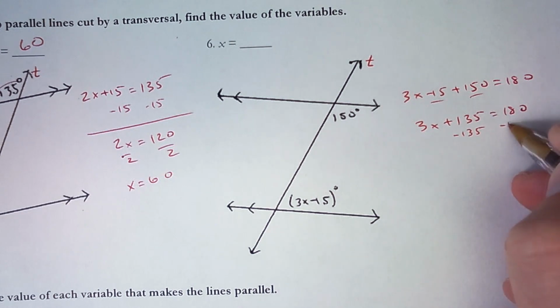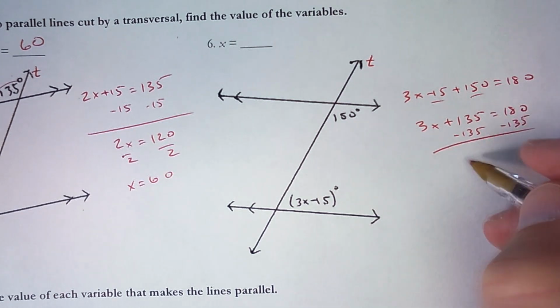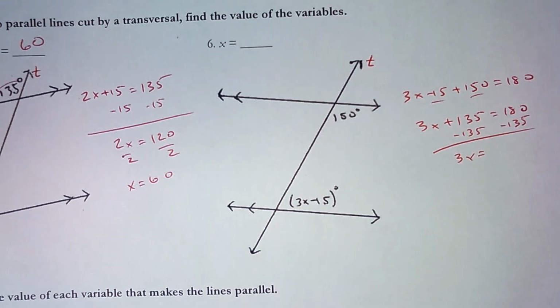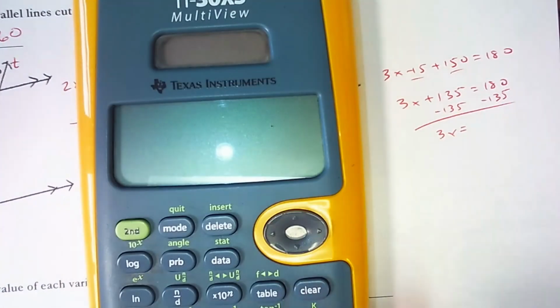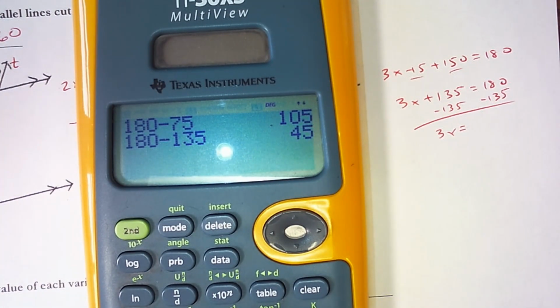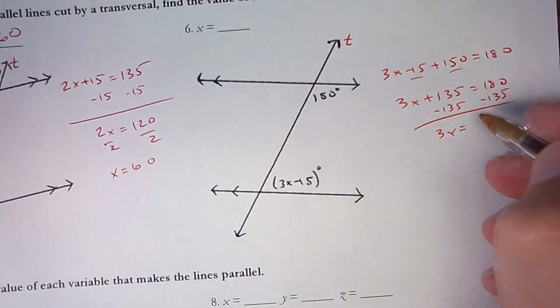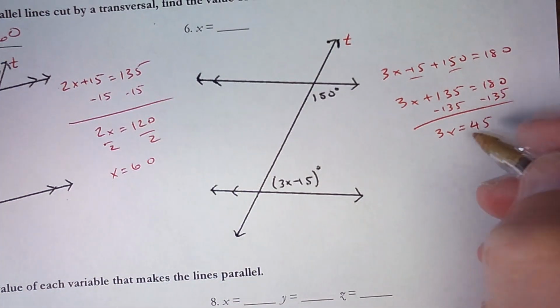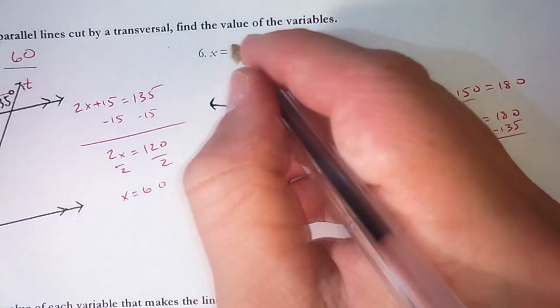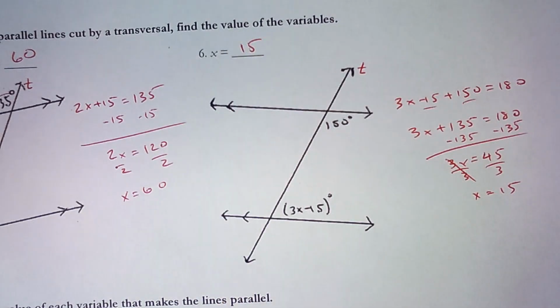Then I'll subtract 135 from both sides. Okay, so I get 3x equals, and it's okay to pull out a calculator here, 180 minus 135 is 45. Okay, and then divide by 3, and 45 divided by 3 is 15. So I get x is 15.